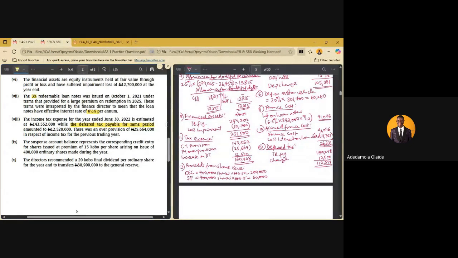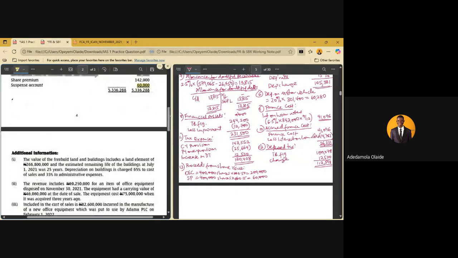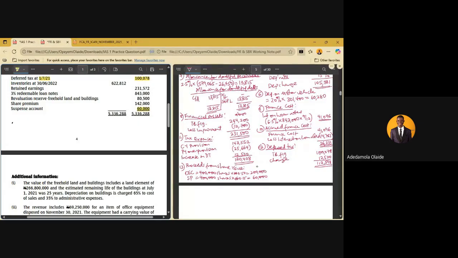Like I was saying, since what we only have here is 60,000, that means this ordinary share capital portion has been recorded. It is the premium of 60,000 that is yet to be recorded. So the double entry to correct this will be to debit the suspense account. The money will be taken out of suspense account and we now credit it to the share premium account.